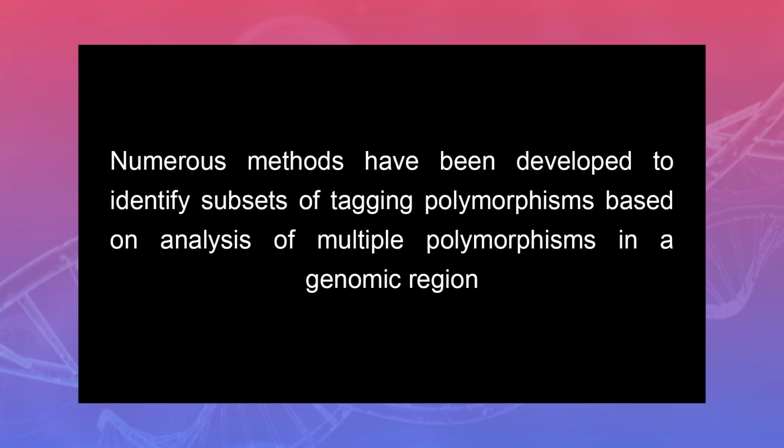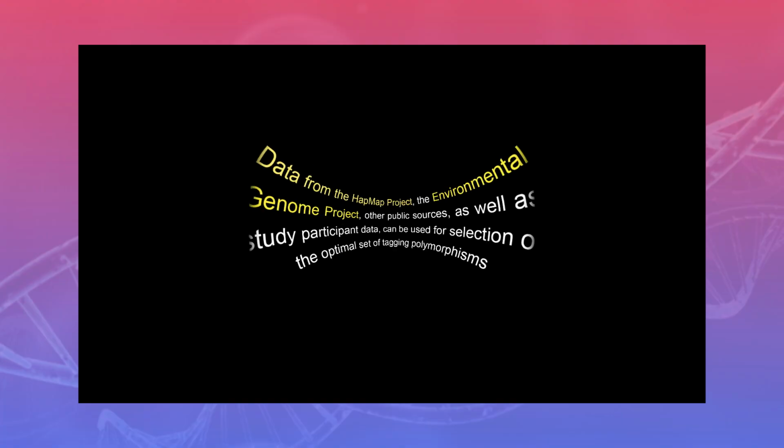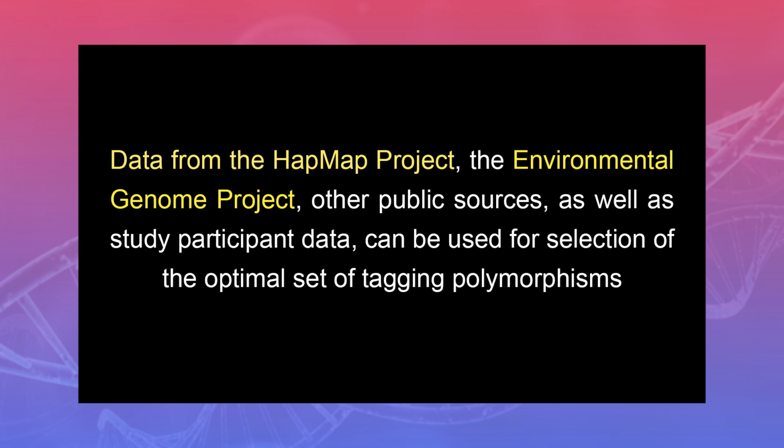Numerous methods have been developed to identify subsets of tagging polymorphisms based on analysis of multiple polymorphisms in a genomic region. IDSelect and Tagger are two commonly used software tools for identifying tagging polymorphisms. Data from the HapMap project, the Environmental Genome Project, other public sources, as well as study participant data can be used for selection of the optimal set of tagging polymorphisms.